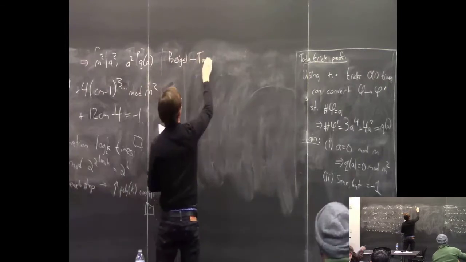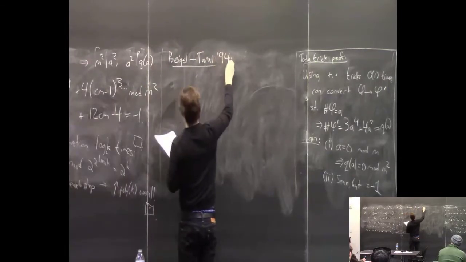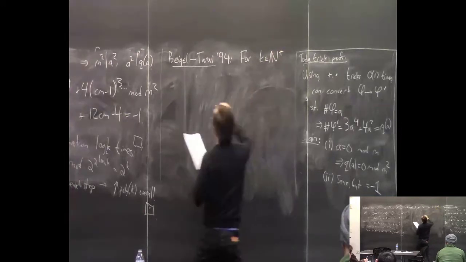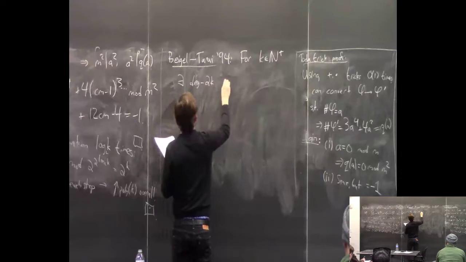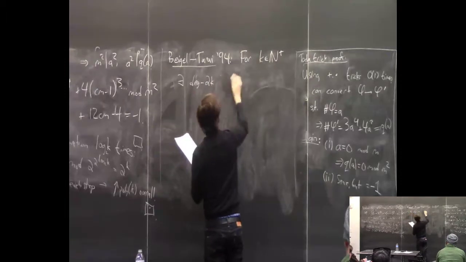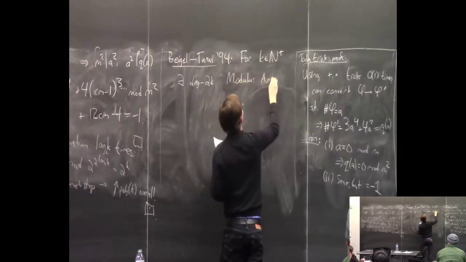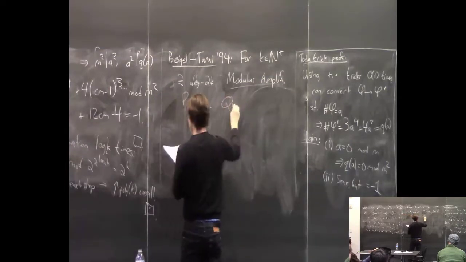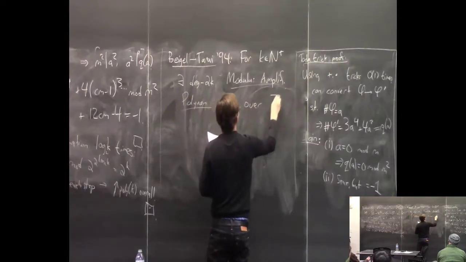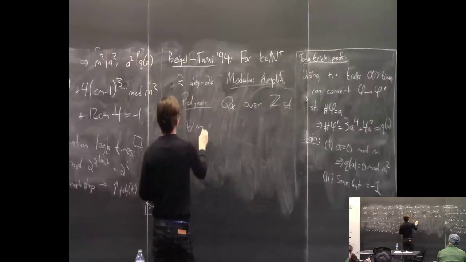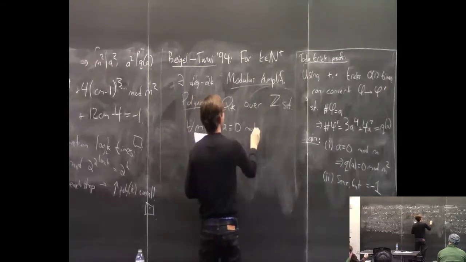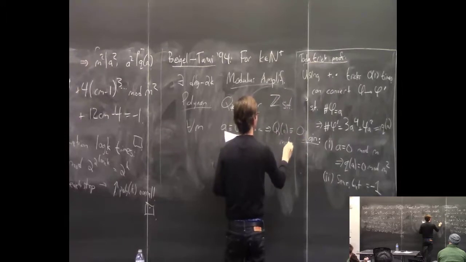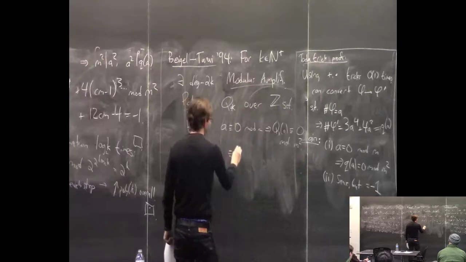Two people worked it out back in 1994, Beigel and Tarui. They showed the following: for every positive natural k, there exists a degree 2k polynomial, a modulus amplification polynomial, Q sub k, over the integers, such that for all moduli m, if a is congruent to 0 mod m, then Q of a is congruent to 0 mod m squared, and also for equals -1.